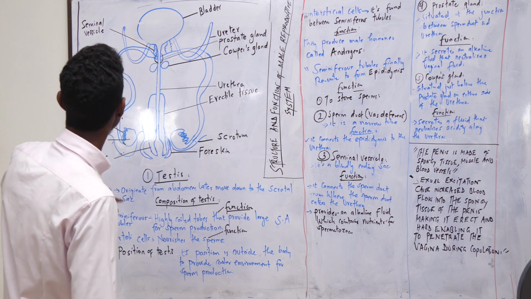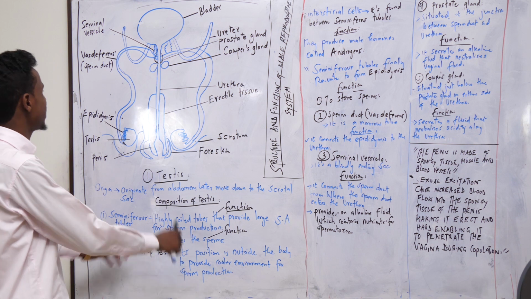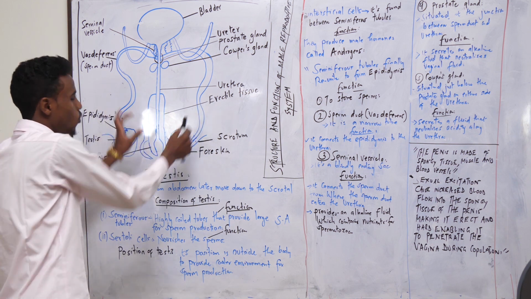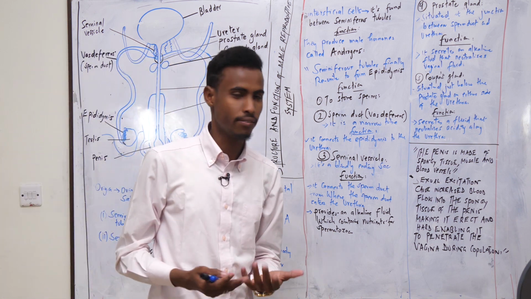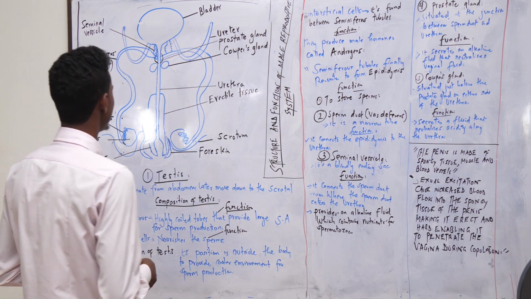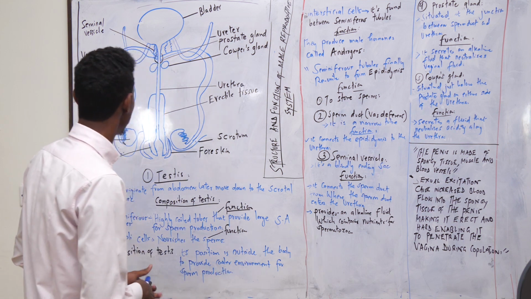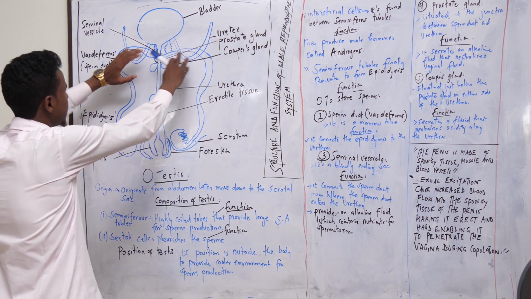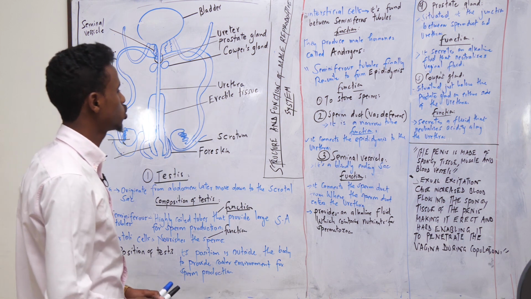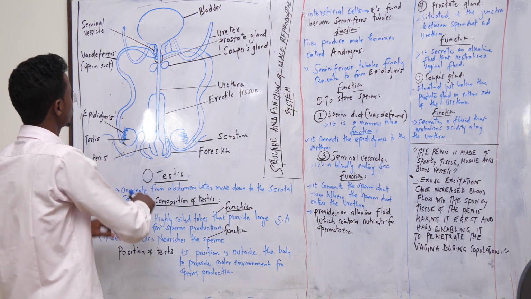Now again, we have a sperm duct, or rather called the vas deferens. This is the sperm duct, sometimes referred to as the vas deferens. Now class, what is the function of the vas deferens? And what does the vas deferens look like in appearance? We say the vas deferens is a narrow tube, and it connects the epididymis to the urethra.